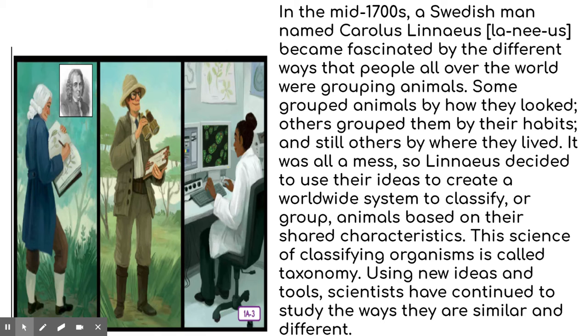Some grouped animals by how they looked, others grouped them by their habits, and still others by where they lived. It was all a mess. So Linnaeus decided to use their ideas to create a worldwide system to classify or group animals based on their shared characteristics. This science of classifying organisms is called taxonomy. Using new ideas and tools, scientists have continued to study the ways they are similar and different.